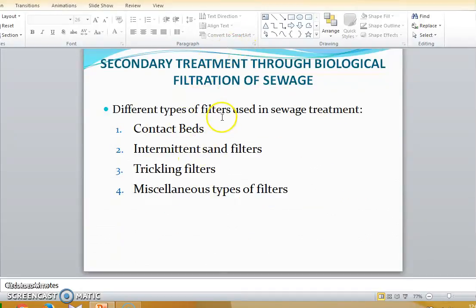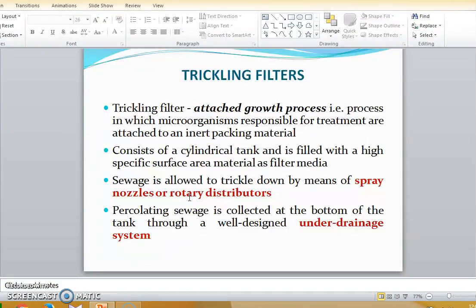So there are different types of filters used in sewage treatment: contact beds, intermittent sand filters, trickling filters, and many other miscellaneous types of filters. So moving on to the trickling filters. The trickling filter employs an attached growth process, that is, a process in which the microorganisms responsible for treatment are attached to an inert packing material, which is the filter media. So this trickling filter consists of a cylindrical tank which is filled with the filter media, which is a high specific area material.